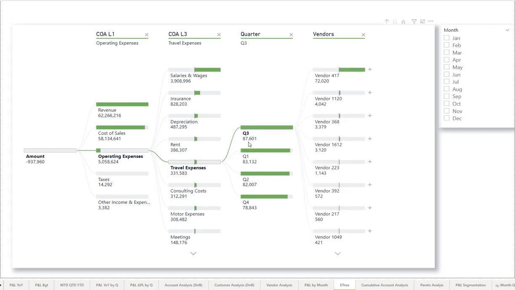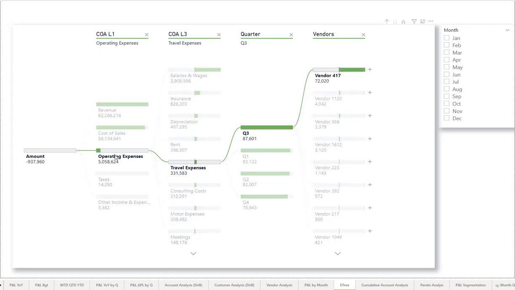So we know we spent, okay, let's back this up. If we click on vendor, we know that for operating expenses, and looking at travel within operating expenses of 331, for Q3 we spent 87,000, and of that about 80+% was spent with vendor 417. And if we right-hand click to drill through, we can drill through to the detail and understand what was happening there. That's the first thing.